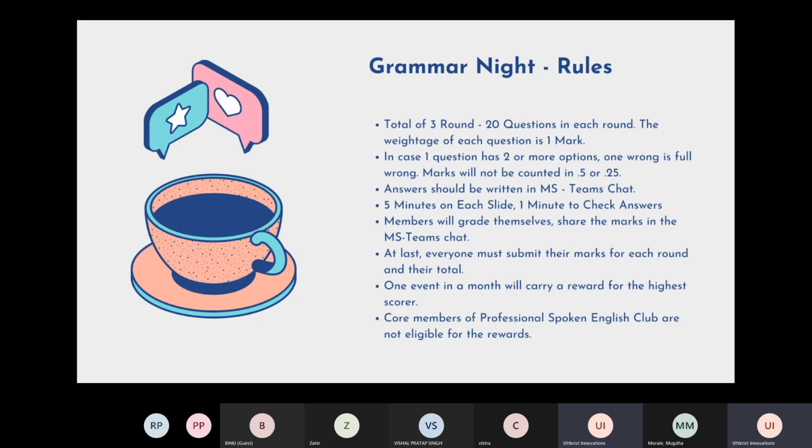At the end of every round, you have to ping in the group chat how much you are scoring out of 20 in that round. Like in round 1, if you scored 15, or 5 or 7, you have to write that number. And by the time we finish round 3, you have to send the total, like round 1: 15, round 2: 10, round 3: 7. You have to calculate and write the total, let's say 50 out of 60 or 30 out of 60. So you have to give the final marks in the format that I just told you.